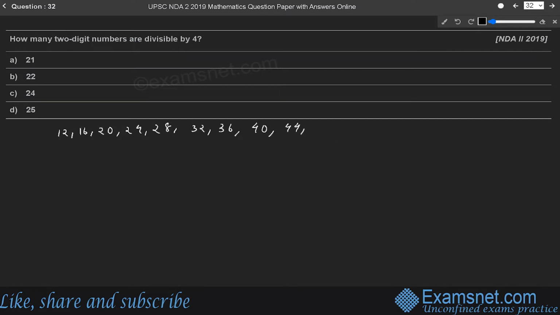40, 44, 48, 52, 56, 60, 64, 68, 72, 76, 80, 84, 88, 92 and 96. Hence, the number of two-digit numbers divisible by 4 is 22. Therefore, we can say that the correct option is option B here, which is 22.